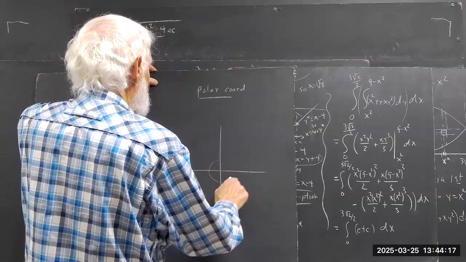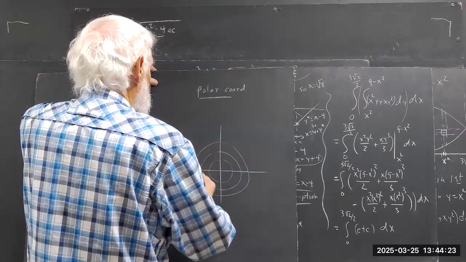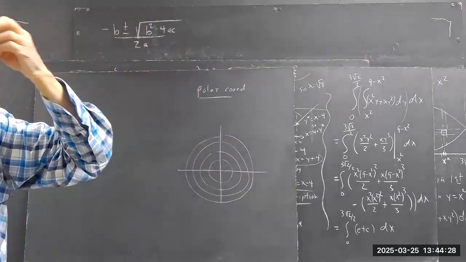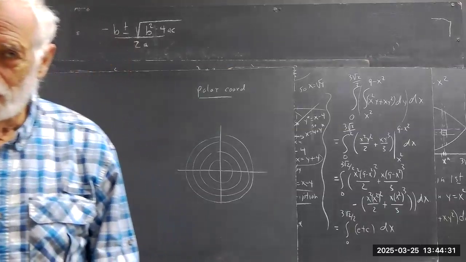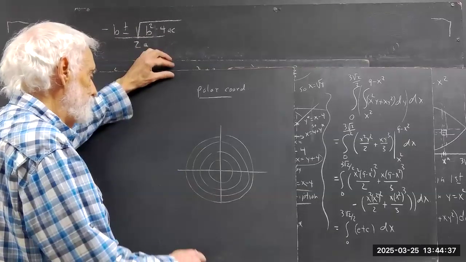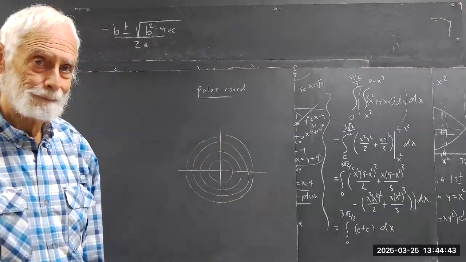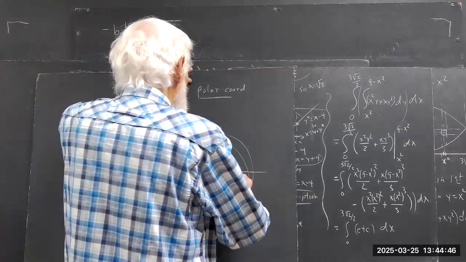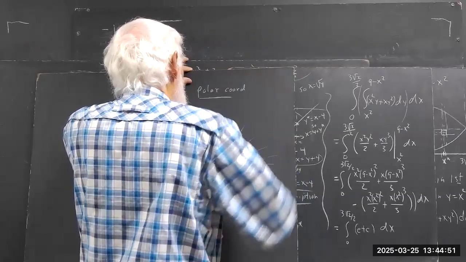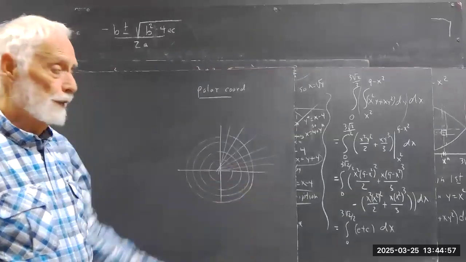Oh, this is going to be good. I'm going to draw circles after drawing my axes. My axes, and it's getting worse. Okay, there are some concentric circles. Each of these has a constant r. Then you have lines of constant theta.